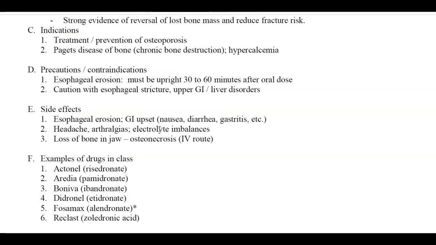When given IV, this can cause osteonecrosis, the tissue death of the bone. This can happen in the jaw area, so it can cause some loss of bone in the jaw area. So we have to be very careful when administering this IV. The medication that you have to remember under this class is alendronate, also known as Fosamax. Alendronate is the generic, and that's the one that you have to remember.